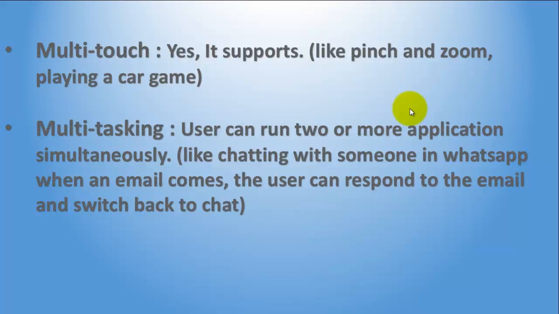For example, in an Android phone, when you chat with someone in WhatsApp and an email comes in for you at that time, you can just minimize the WhatsApp application, respond to that email, and switch back to the WhatsApp chat where you left off. When you respond to the email, WhatsApp is running in the background so that you can resume it after responding. This is what we call multitasking.